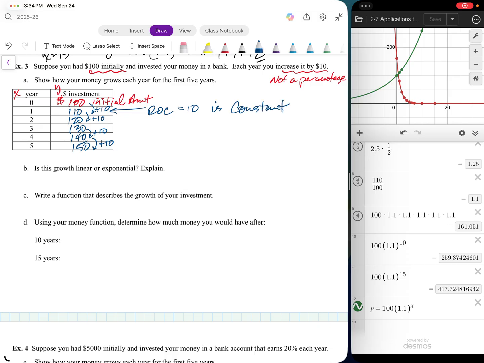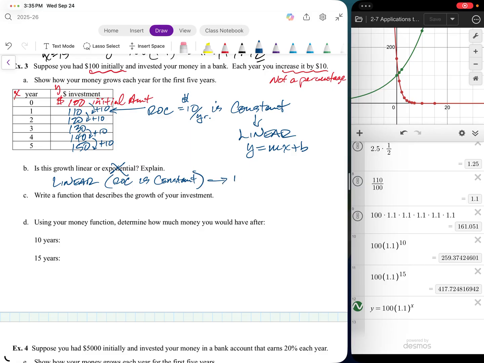And this is what you guys were learning before. It's a rate of change of $10 per year, right? It's constant, which means we have a linear function. And that means we use y equals mx plus b here and not your exponential function. So when the rate of change is constant, adding $10 per year, you have a linear function. And my first question is: is the growth linear or exponential? Well, as I just talked about, it's linear, okay? Right? Because the rate of change is constant.